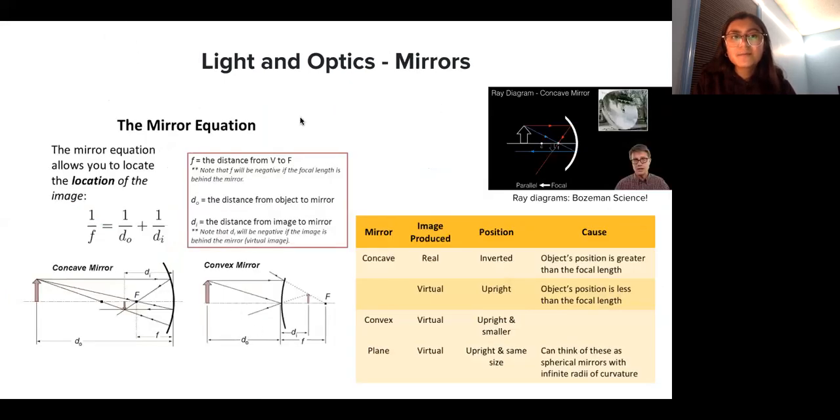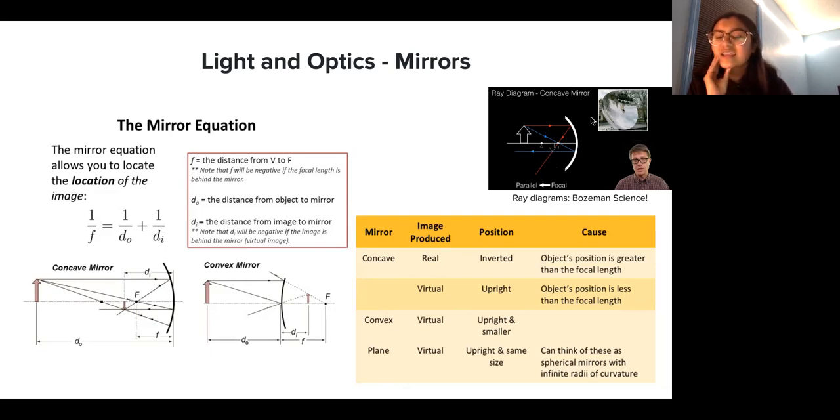And then for mirrors, you should know the mirror equation, which I have here, where f is the focal length, the distance from V to F, and d_o is the distance from the object to the mirror, and d_i is from the image to the mirror. This is also something that I would memorize. It makes things a lot easier.